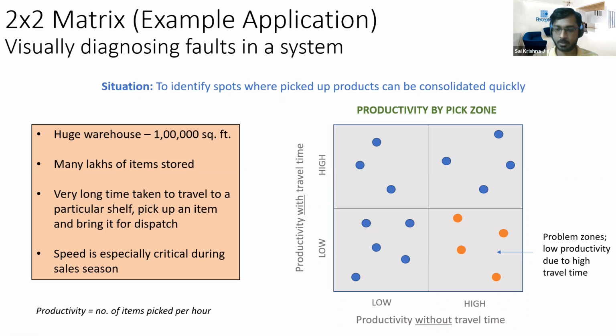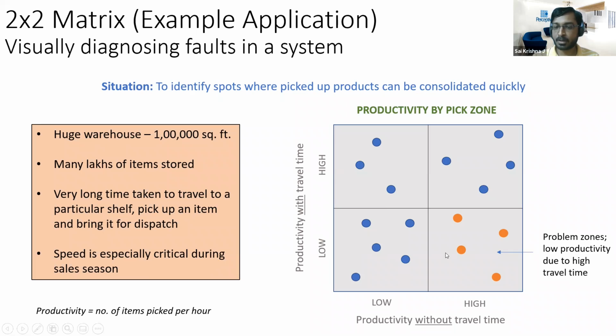So we have certain benchmarks, and based on that, we make this categorization of each zone, whether the productivity with and without the travel time is low or high. Okay, and now this quadrant that you see, right? So these are the problematic zones, because there is low productivity due to high travel time.